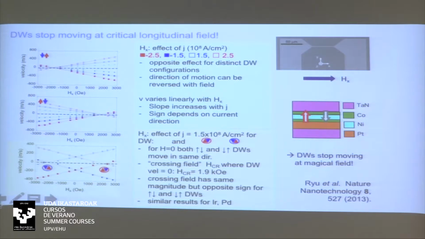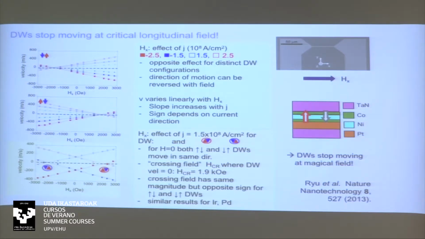And without going into any detail, if you just look at the top left, you can see the velocity of the domain wall as a function of this longitudinal field. You can see for different current densities. So it basically varies linearly with this longitudinal field. But there's a magical field, perhaps you can see over here, irrespective of the current density, where the domain walls simply stop moving. And it's asymmetric, it's a negative field.